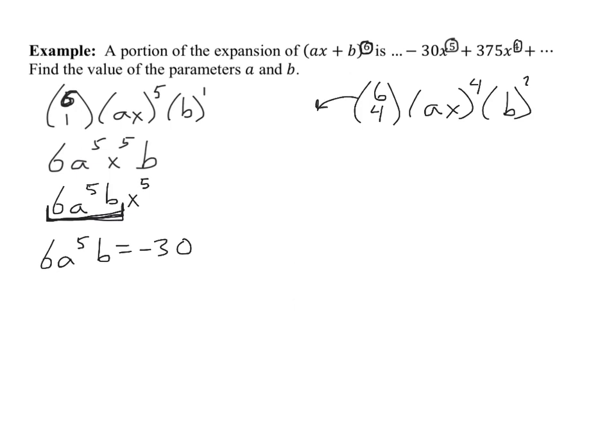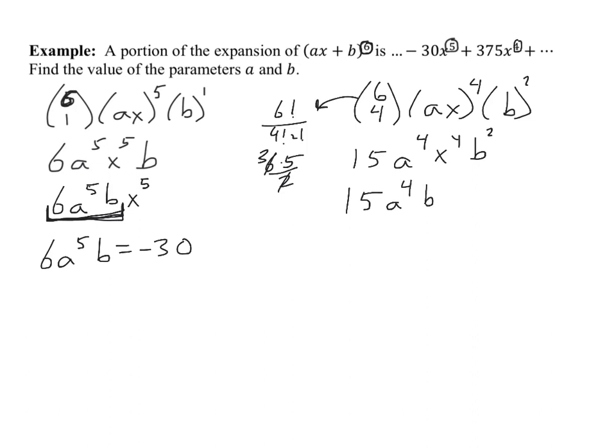If we figure that coefficient out real quick, 6 factorial over 4 factorial 2 factorial, that's going to give me 6 times 5 over 2. So let's see here, that'll be 15. So 15a to the fourth, x to the fourth, b squared. Or again, like I did on the other one, 15a to the fourth, b squared, x to the fourth. And again, that seems like a mess. It's like alphabet soup here. But this thing here, we can say that 15a to the fourth, b squared has to equal 375.